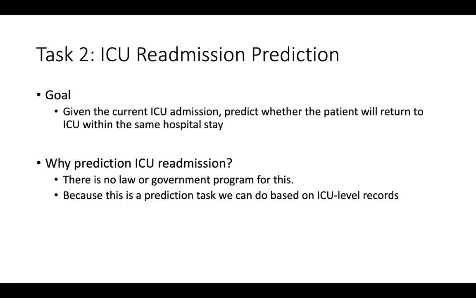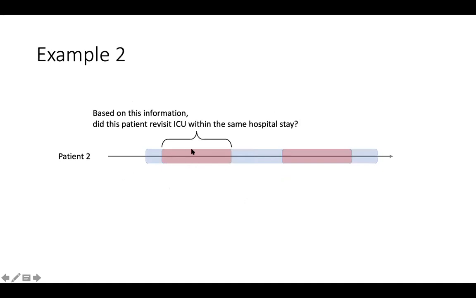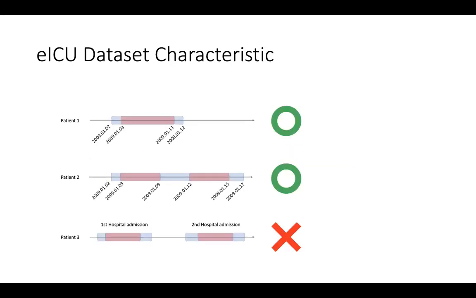Here is a simple example. This blue bar is a single hospital stay, and the red bar is a single ICU stay. In this case, within the same hospital stay, within one blue bar, this patient was admitted to the ICU twice. So at this time frame, this patient did end up back in the ICU within the same hospital stay, so in this case it is a yes. This is the gist of this prediction task.